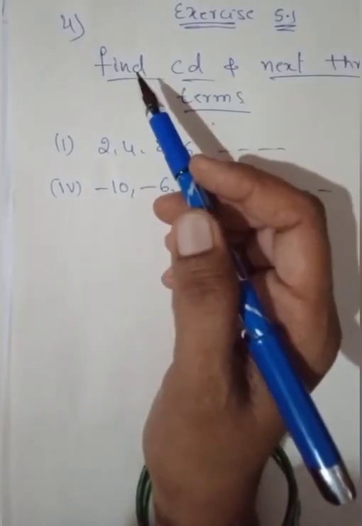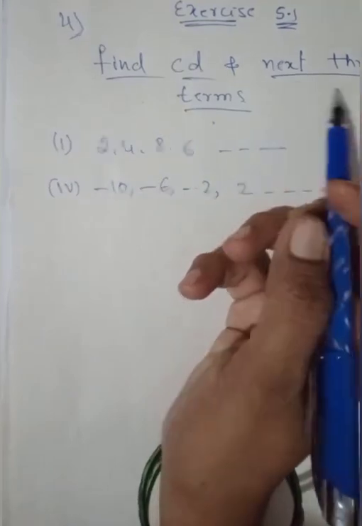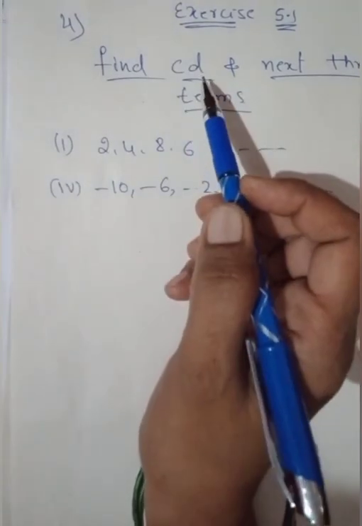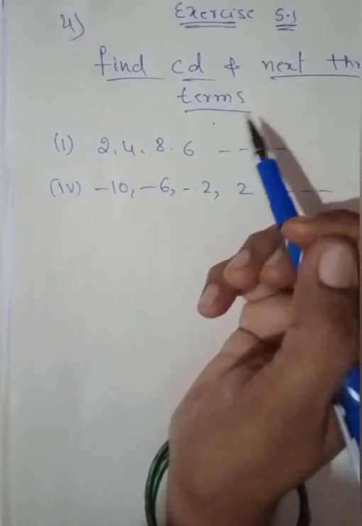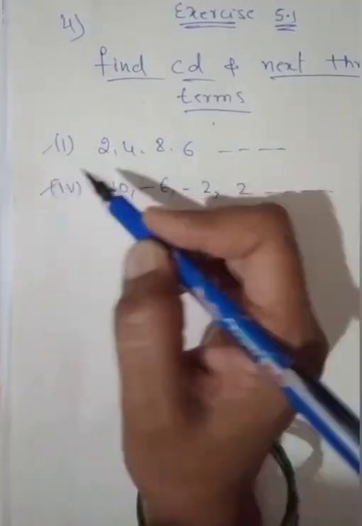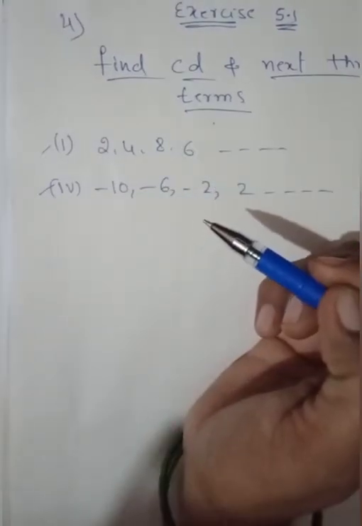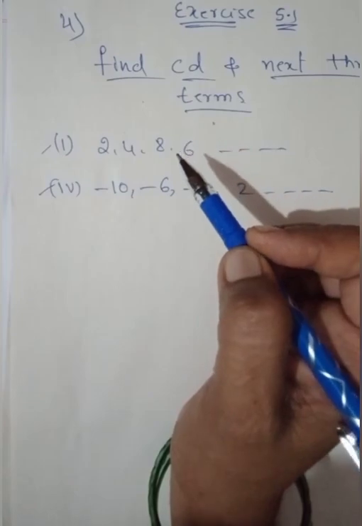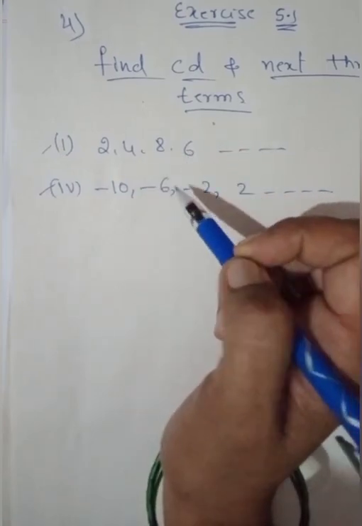See this fourth question. Find the common difference and next three terms. If it is an AP, in that case you are going to find the common difference and next three terms. Okay, so I have selected some questions. First I am going to solve these two, and afterwards I will solve the remaining sums. You practice this, and I find these questions important.